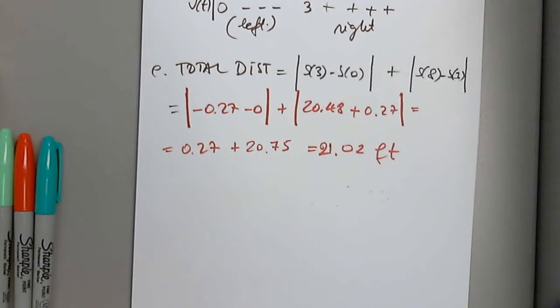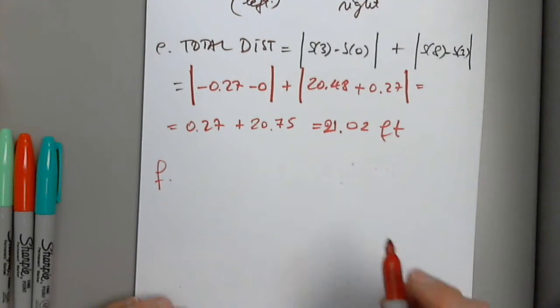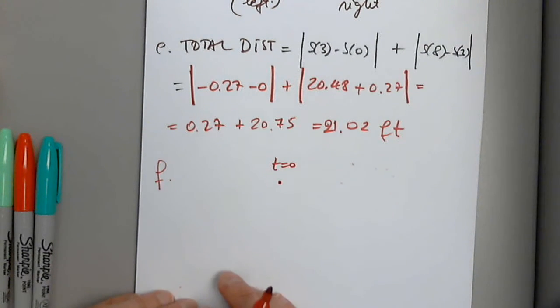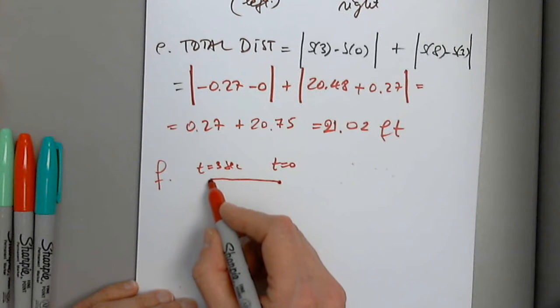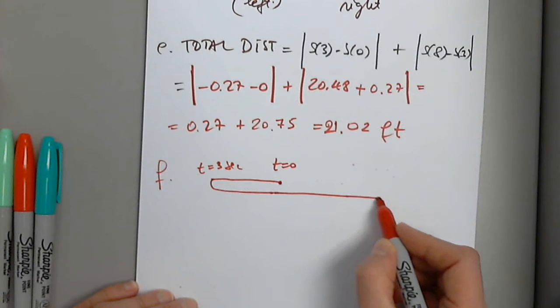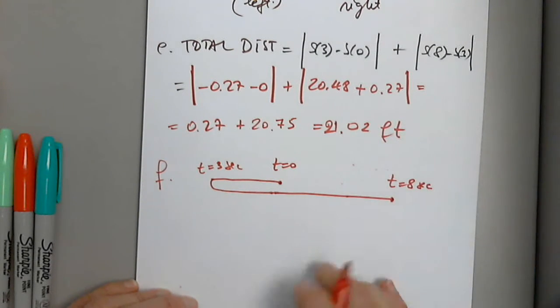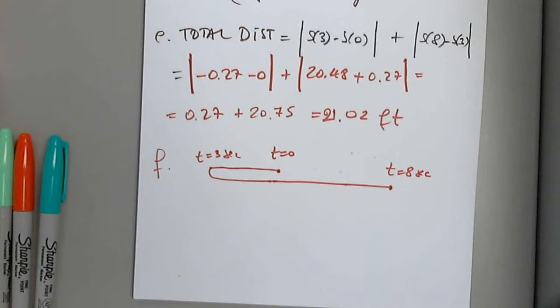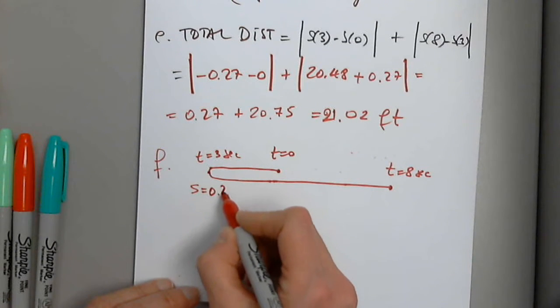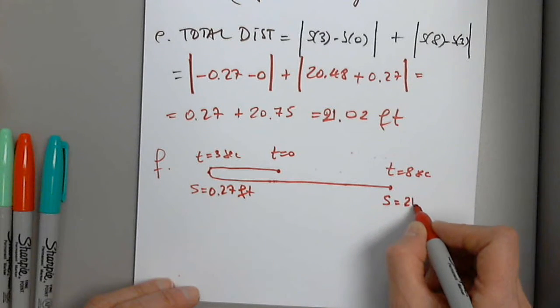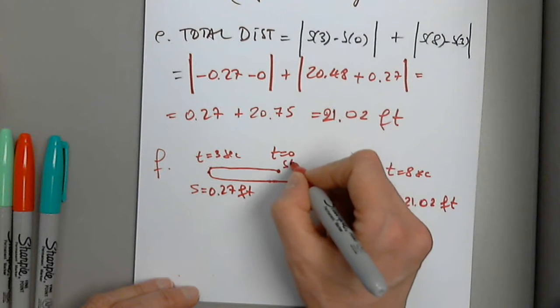Draw a diagram. Okay, in part F, we already pictured the diagram. So at time t equals 0, the particle goes this way 3 seconds, and then goes back 3 more and 2 more, to t equals 8 seconds. That's the diagram. So this is s equals 0, and here is s equals 21.02. At this point, we already know it will be 0.27. So s will be 0.27 feet, and here will be s equals 21.02 feet, and here, of course, s will be 0 feet.